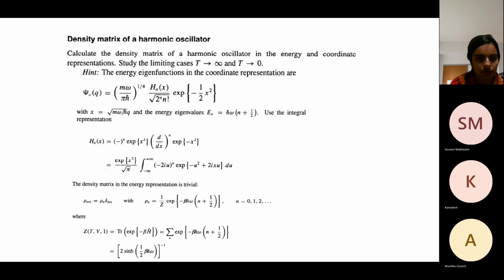Okay, so if you want to do it in the energy representation, that is very easy to do. In that case, you'll find Z, and Z is the trace of e to the power minus beta H, and then you can do a summation over all the values of n, which signifies the different energy levels, and you get something like this, right? So this is your partition function.